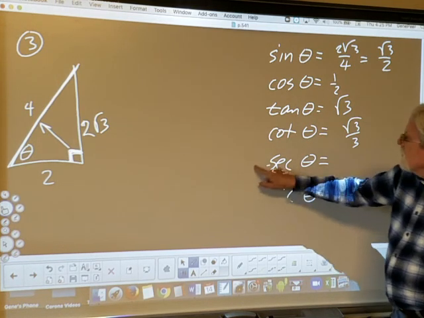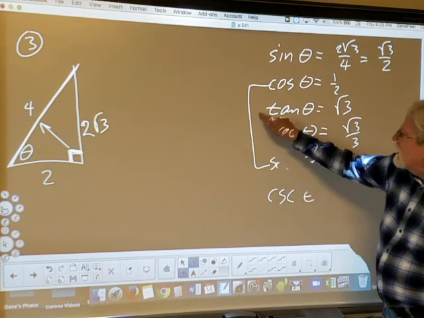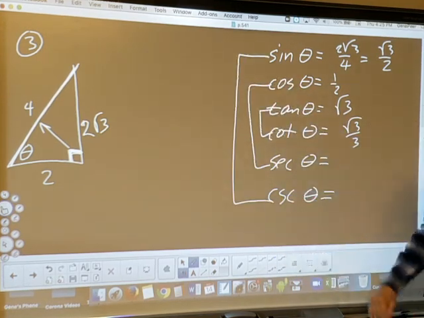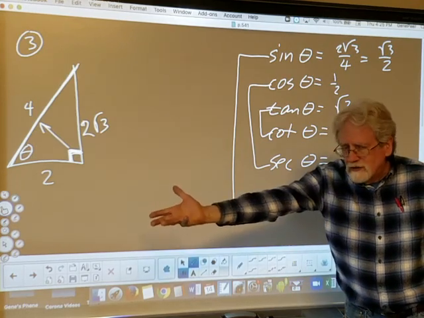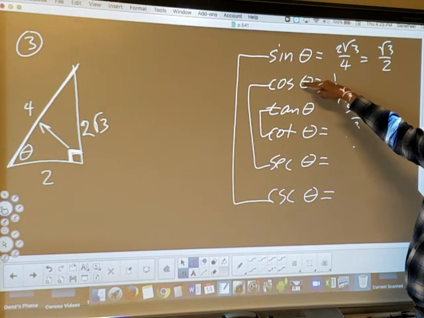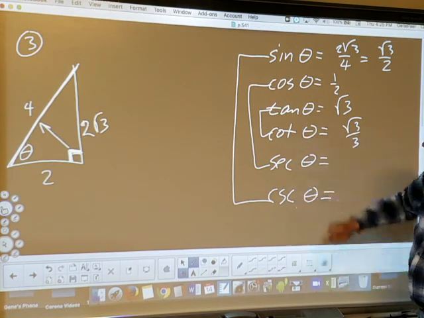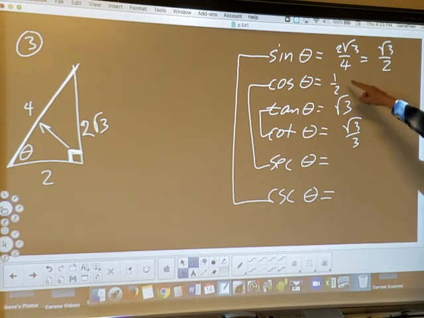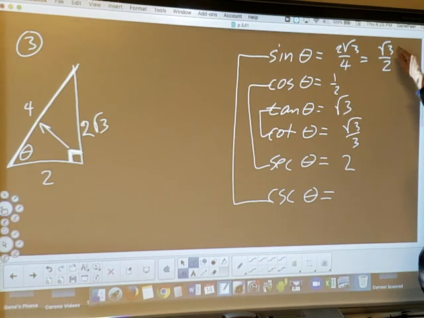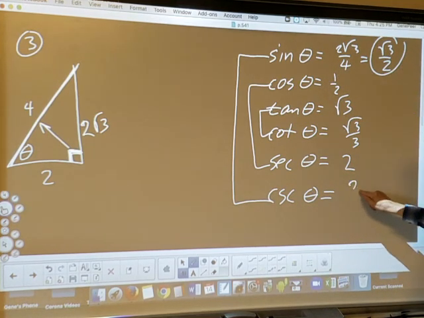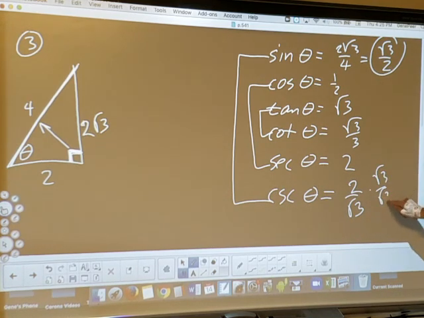Secant is the reciprocal of cosine. Remember, this bracket thing works only if you have them written in what I call the natural order, that order that Sullivan never uses. Sine, cosine, tangent, cotangent, secant, cosecant. All right, so the reciprocal of 1/2 is 2. And cosecant, the reciprocal of sine would be, let's just deal with this one, 2 over square root of 3. But you know the story. You've got to multiply by square root of 3 over square root of 3. That gives you 2 square root of 3 over 3.